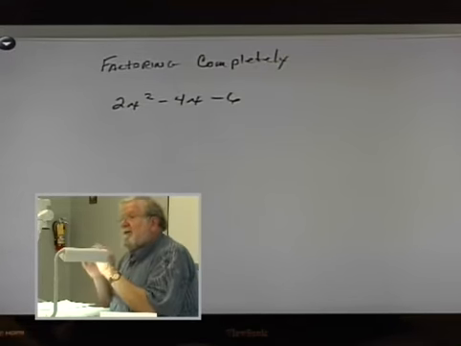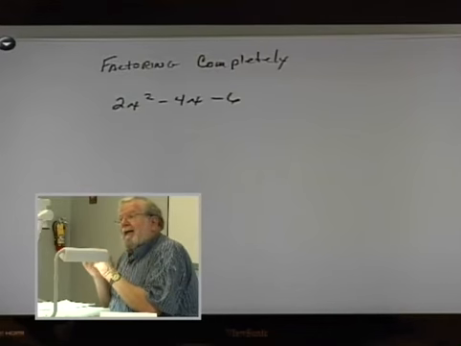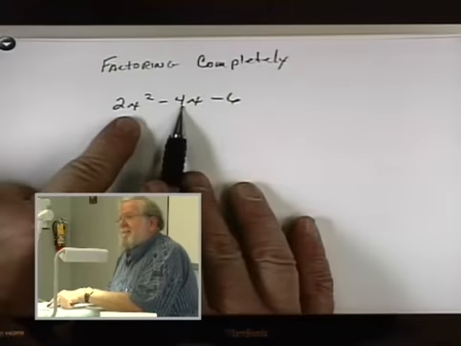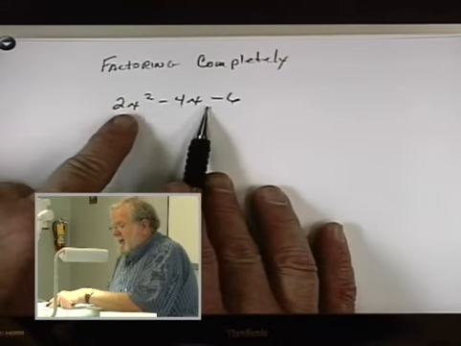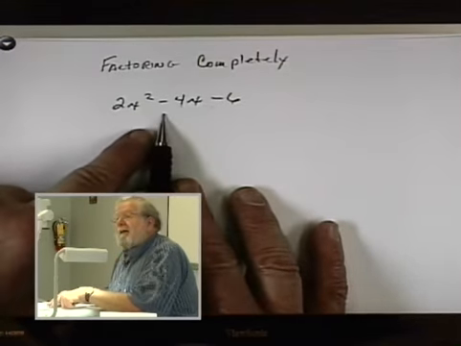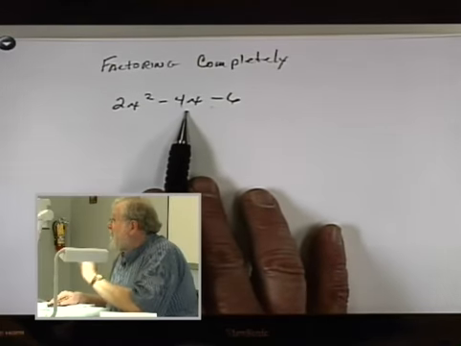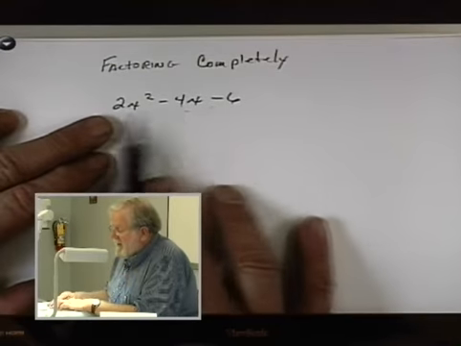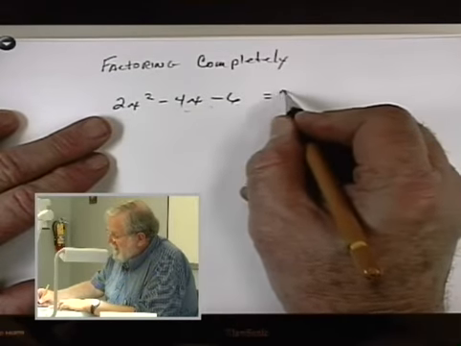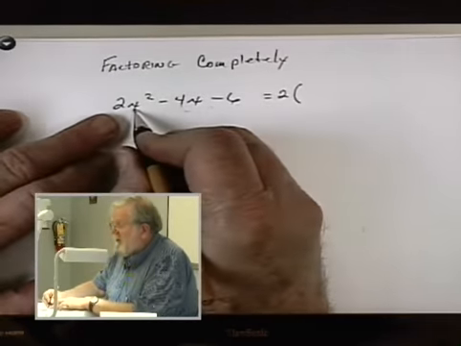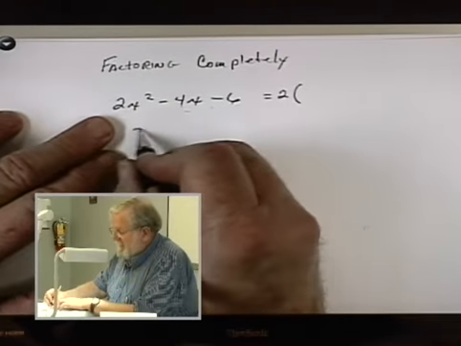And factors are what we multiply to get a product. So this is a product. It means we multiplied numbers together to get this. So we want to now divide numbers that we can out to get the factors. So 2, we could divide each of these by 2. So let's do that. We'd have 2. If we divide 2x squared by 2, what do we get?